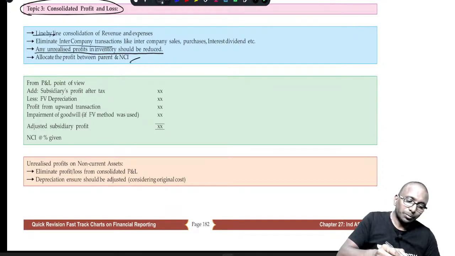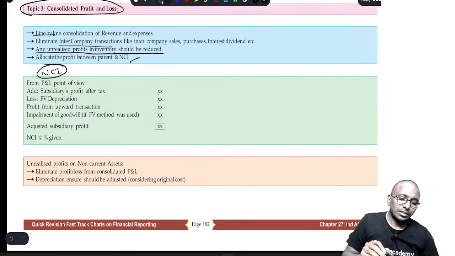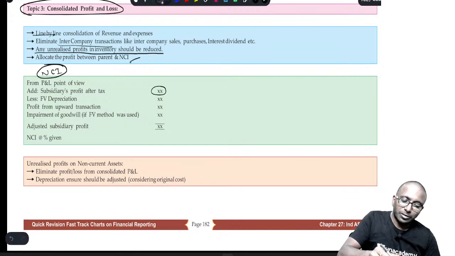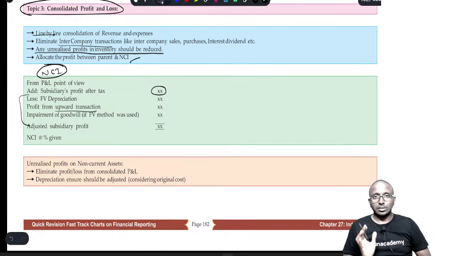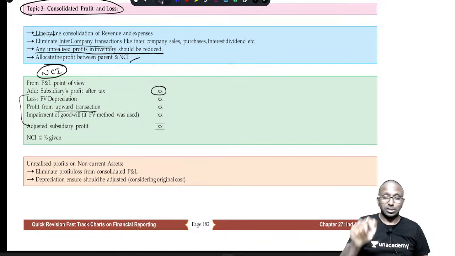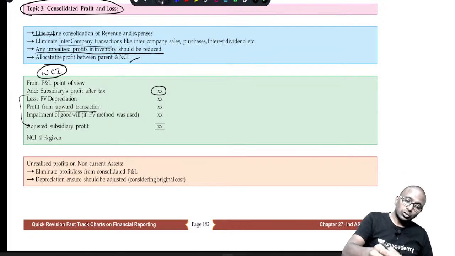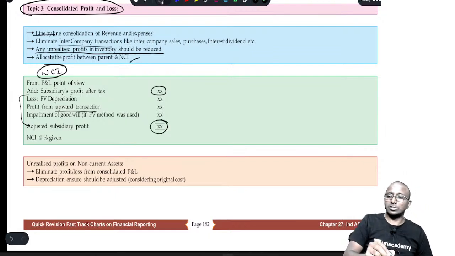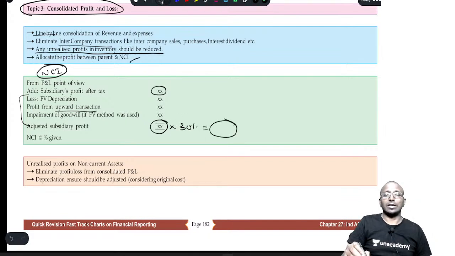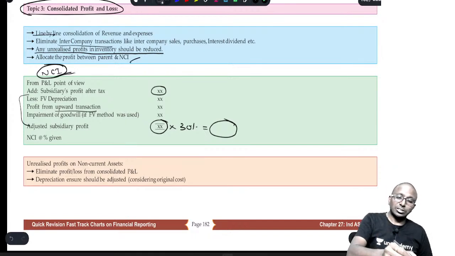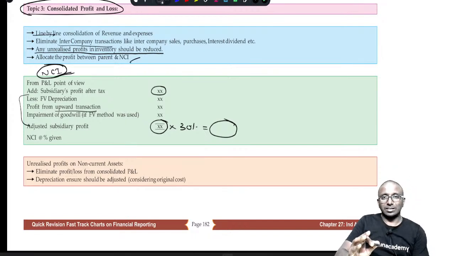Next, from the P&L point of view, this is the NCI calculation. How do you calculate NCI? We take the subsidiary's profit, adjust for fair value excess depreciation less depreciation. Any upward transaction, upward in the sense that the subsidiary sold to the parent, then obviously you have to reduce the subsidiary's profits. After making such adjustments, some profit and loss will come. On this, if NCI is 30%, then that number will be the NCI. If you prepare the calculation, it's actually easy and not critical or difficult.